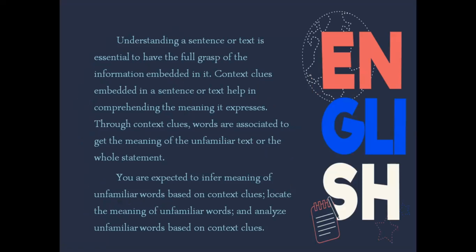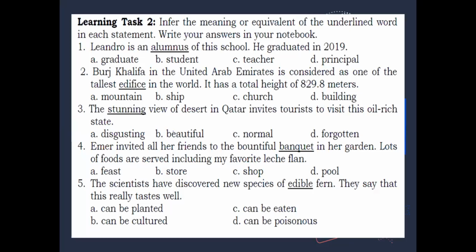You are expected to infer the meaning of unfamiliar words based on context clues, locate the meaning of unfamiliar words, and analyze unfamiliar words based on context clues. So context clues are simply word clues that will help us to get the meaning of the unfamiliar words or to comprehend more what is the meaning of the sentence or the text. So let's have first the activity.